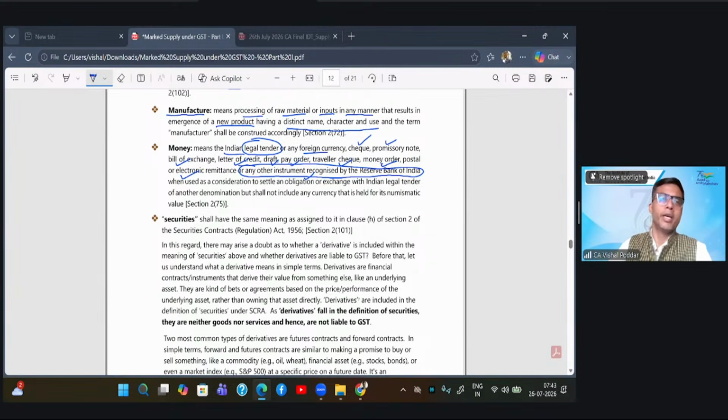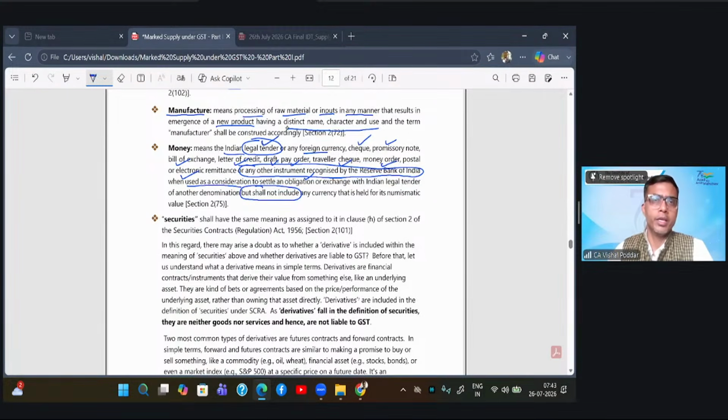Same thing is reiterated over here. So voucher is one such example, which in some cases is recognized by RBI, and it can be used as a consideration to settle your outstanding. That is money.